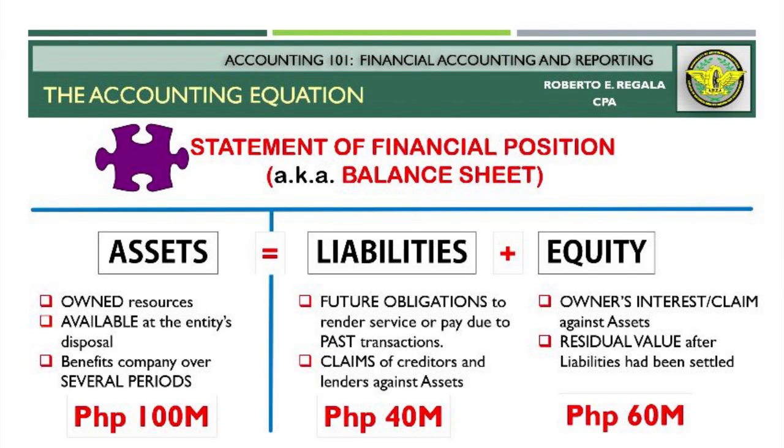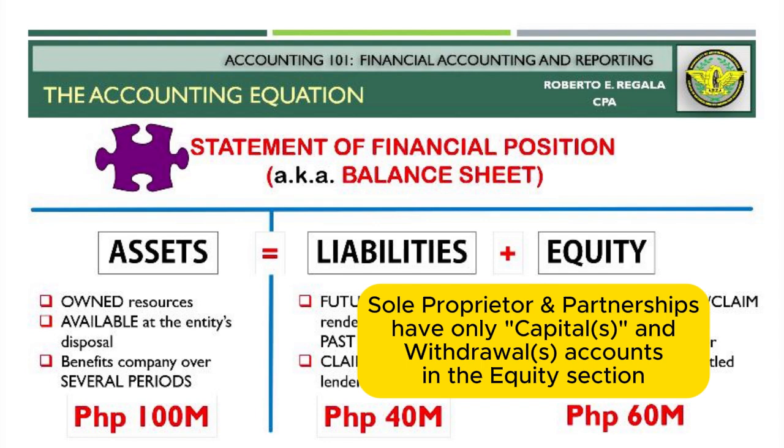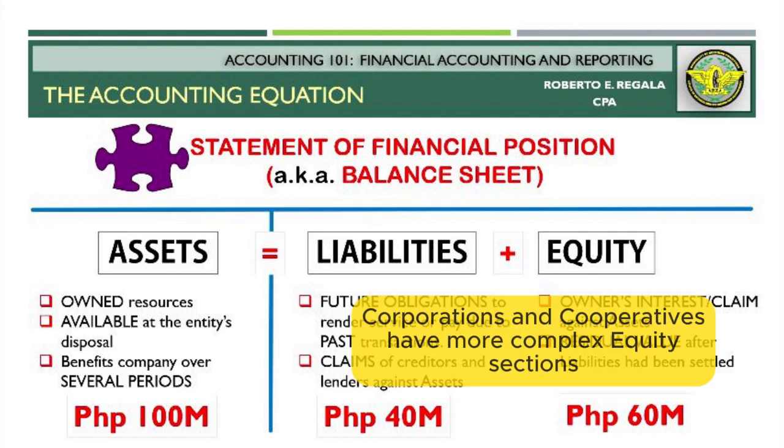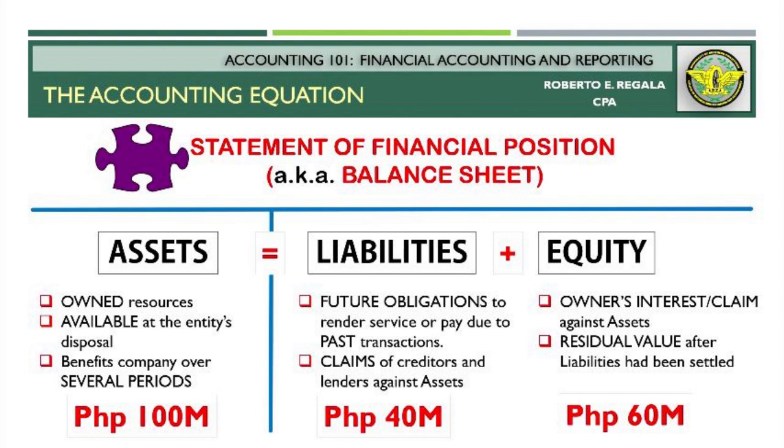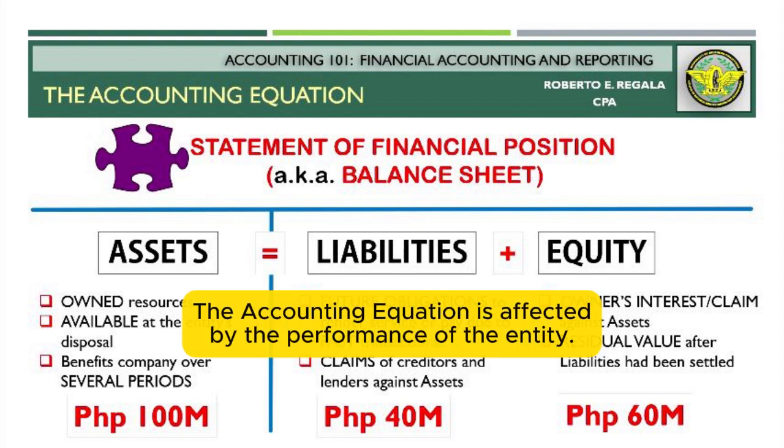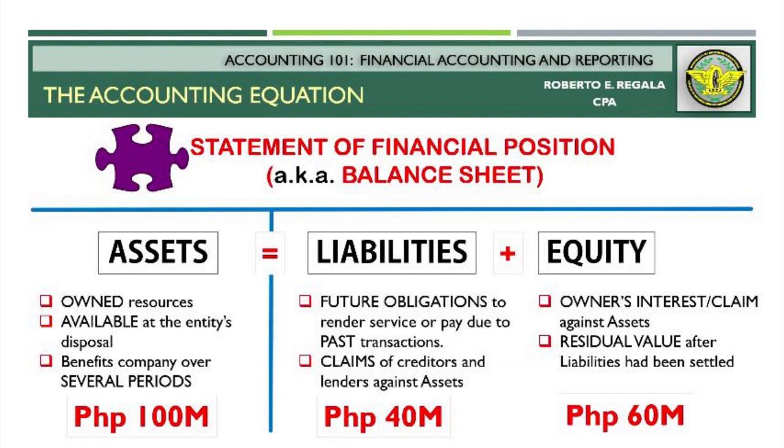The equity accounts for a sole proprietorship and partnership are very similar, with only the capital and withdrawal accounts making up equity. Corporations and cooperatives have more complex equity sections because there are more accounts and account categories to deal with. Now let's examine how the accounting equation is affected by the performance of the entity and how the balance sheet is connected to the income statement.